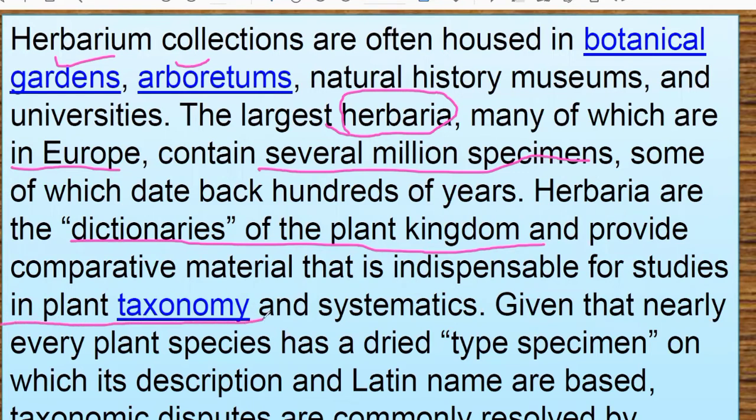So herbarium is used as a dictionary for previously found plants and for those that will be found.